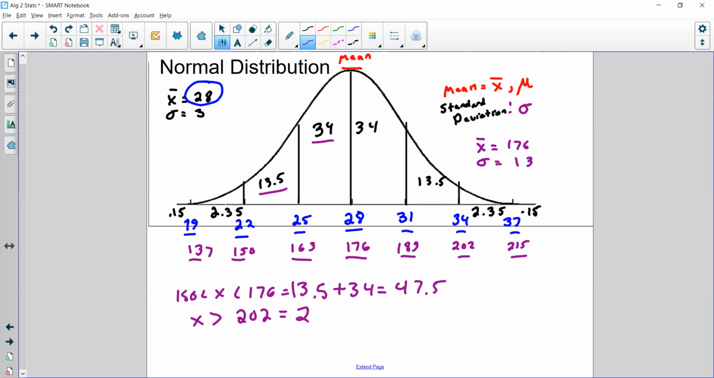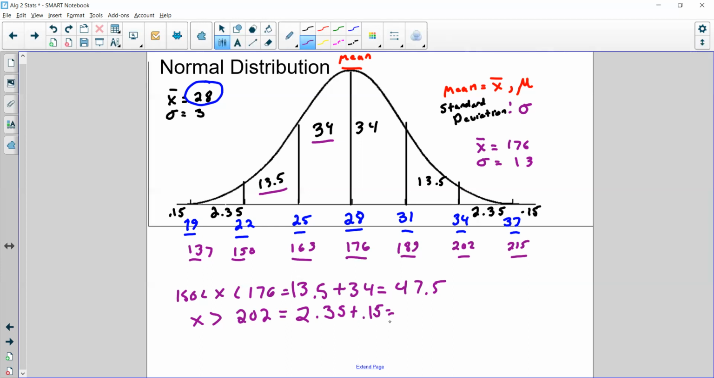Wait, I got confused. Okay, one more time. Wait, I'm confused as to your given. Okay, these are the questions. So I tell you, hey, please get me the data between 150 and 176. So you look at your curve. You got 150, you got 176. So you take these two pieces because that's in between. X is bigger than 202. So I look at 202 and I look at what's less than 150. So from 150 to 176, I've got to get everything in between, which is 13.5 and 34.